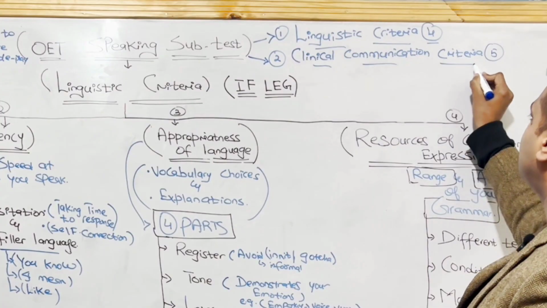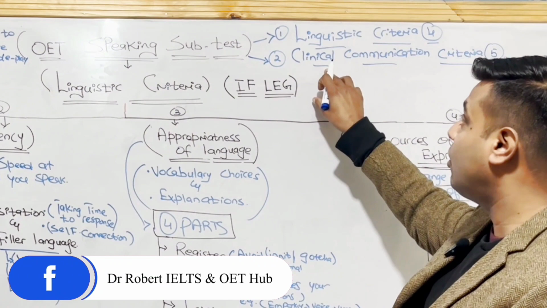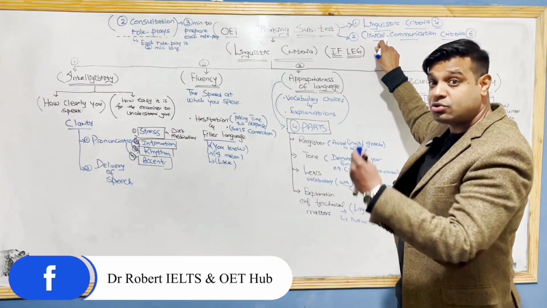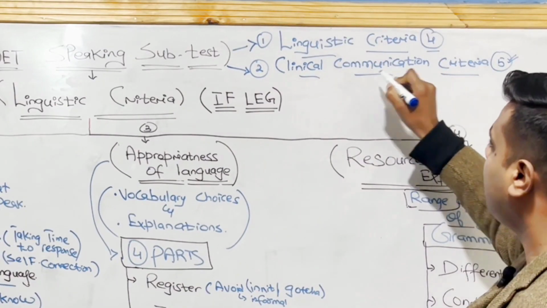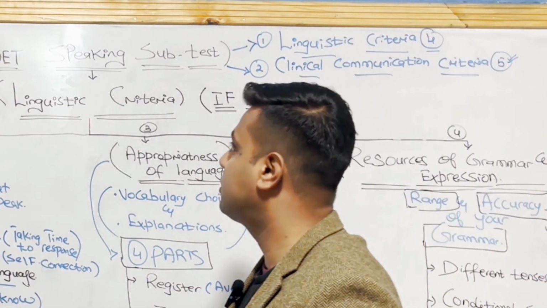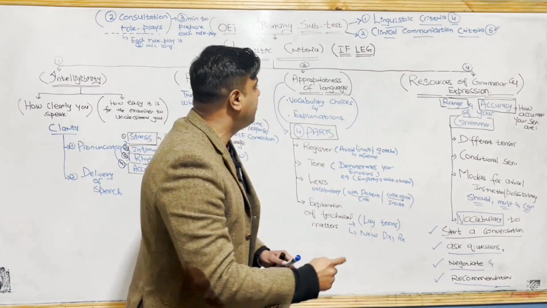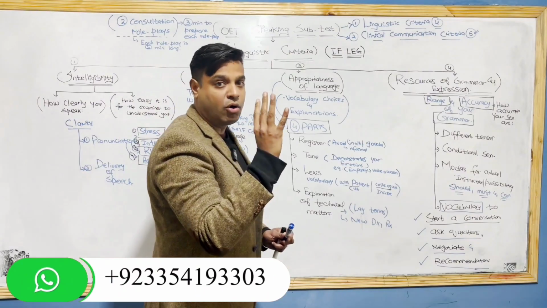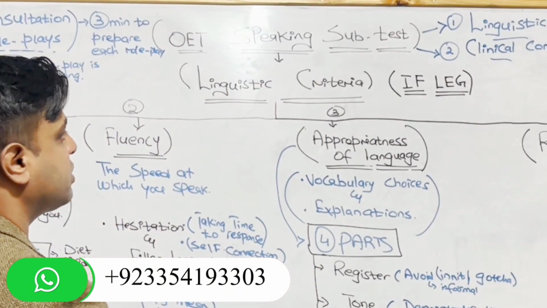The second is the clinical communication criteria. Here you're going to be assessed on how clinically you can communicate with your patient and listen to your patient as well. Five criteria come under the second, clinical communication. Today's video is about the linguistic criteria. So we have four linguistic criteria in the OET speaking subtest.